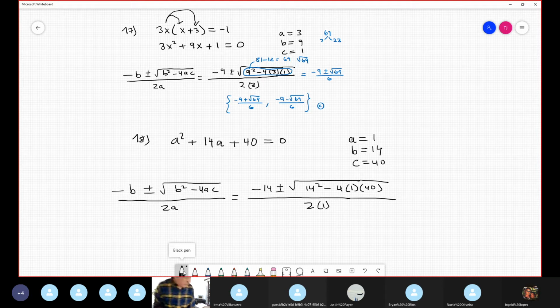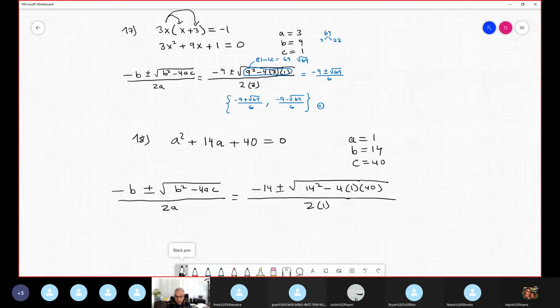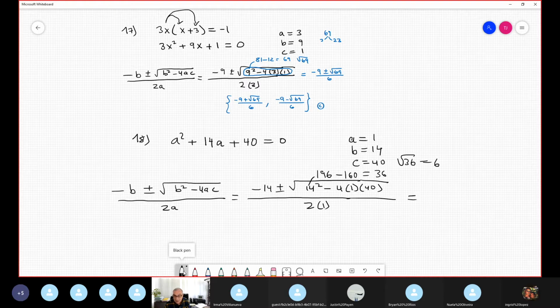So 14 squared is 14 times 14, no? 196. 196 minus 160 is 36. Wow, nice. Because 36 is a perfect square, and the square root of 36 is 6. So the answer is negative 14 plus or minus 6, divided by 2.